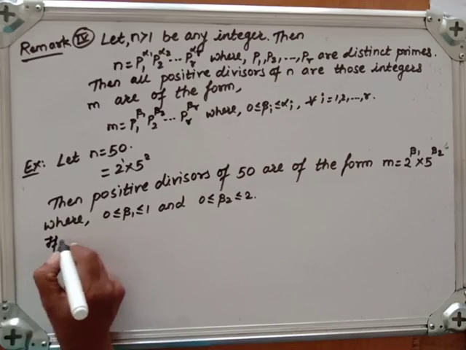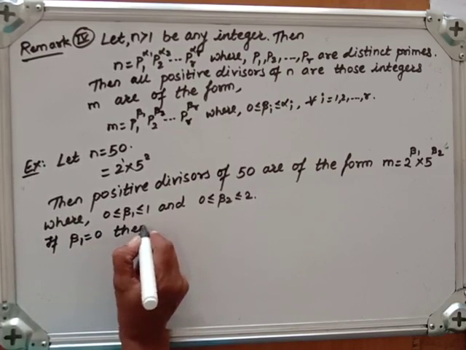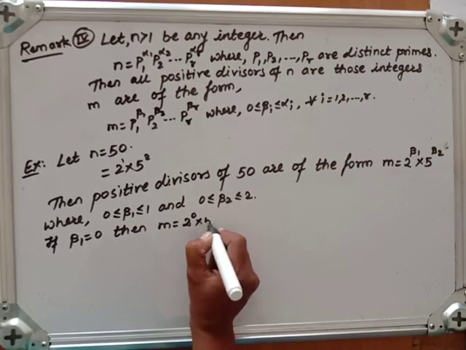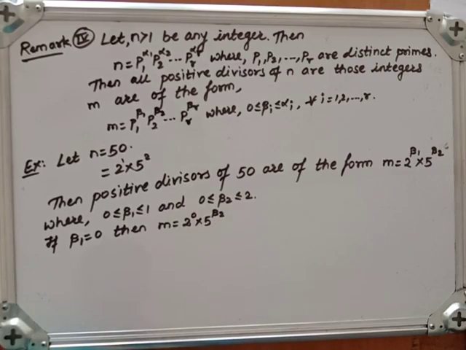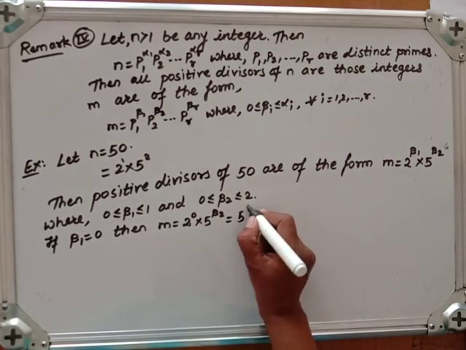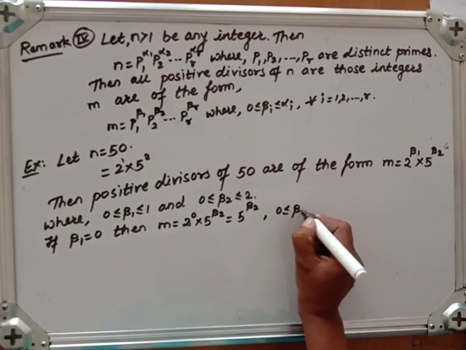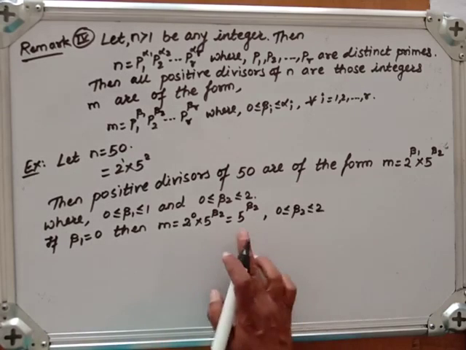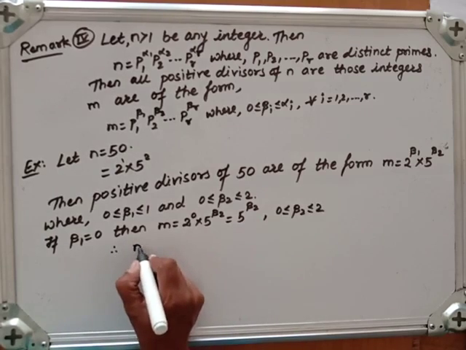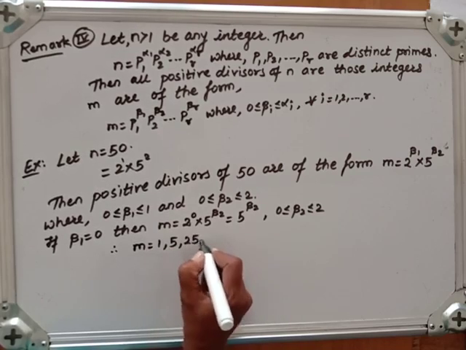If beta 1 is 0, then m equal to 2 raised to 0 into 5 raised to beta 2. So it is 5 raised to beta 2 only. And what is beta 2? It is 0 less than or equal to beta 2 less than or equal to 2. So beta 2 has the values 0, 1 and 2. Therefore m equals 1, 5 and 25.